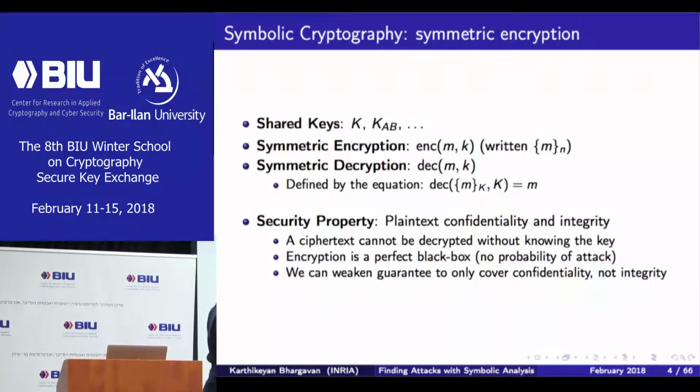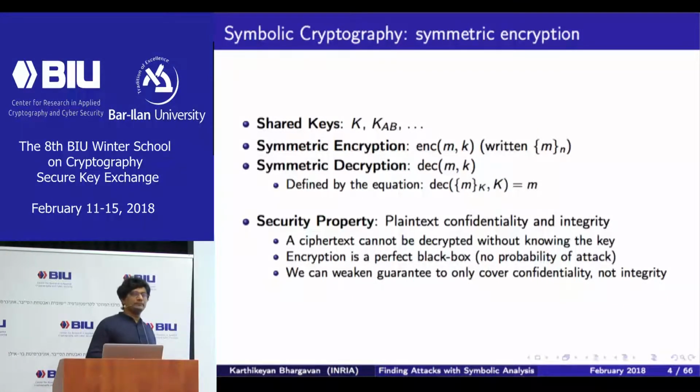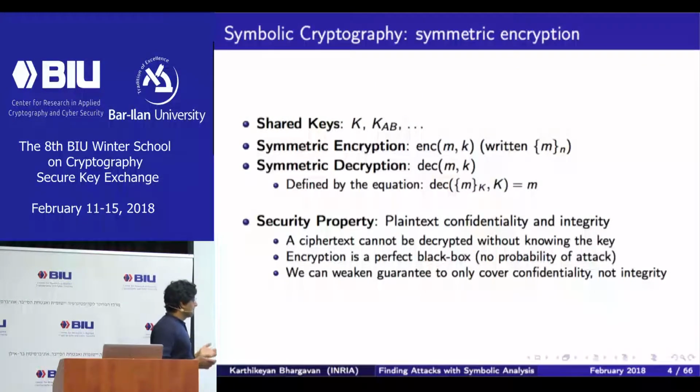M sub k, you're right. So the only thing we know about decryption is that decryption basically inverts encryption. Decryption of encryption with the same key will give you back m. That's the only property we have about decryption. And this is the whole symbolic model. The attacker cannot do anything else in the world except encrypt things and decrypt things, and decryption only has that rule. So the security property this kind of models is plaintext confidentiality and integrity.